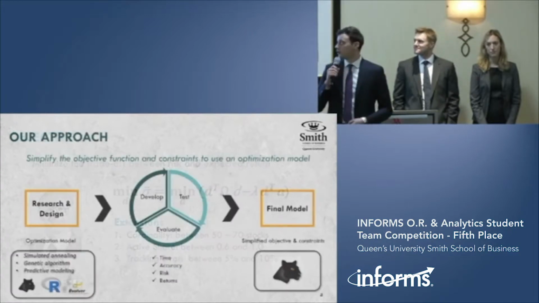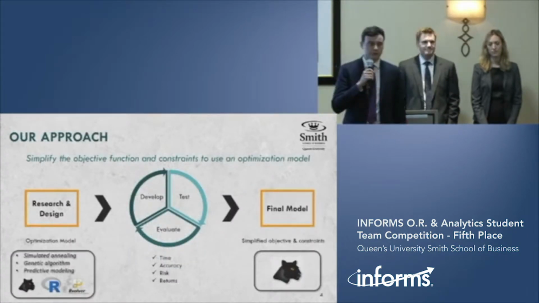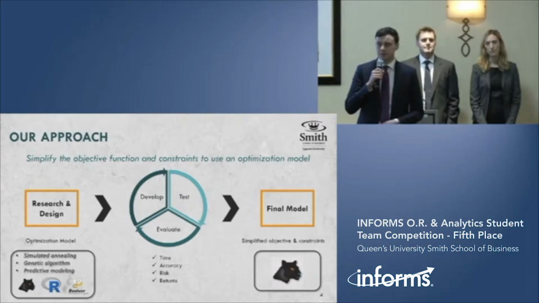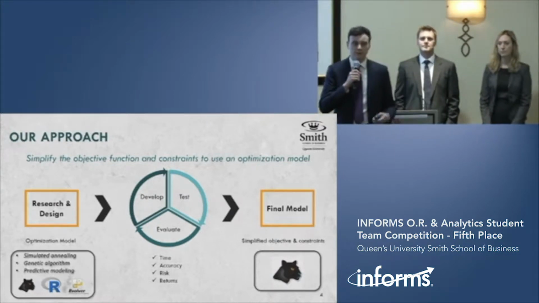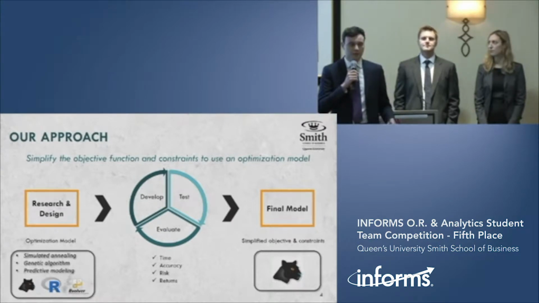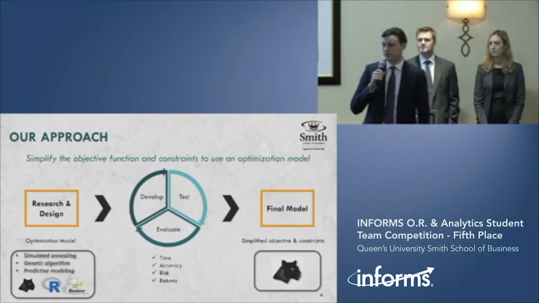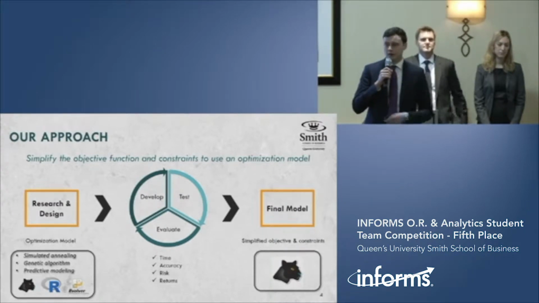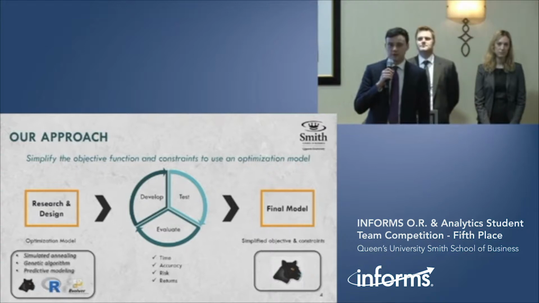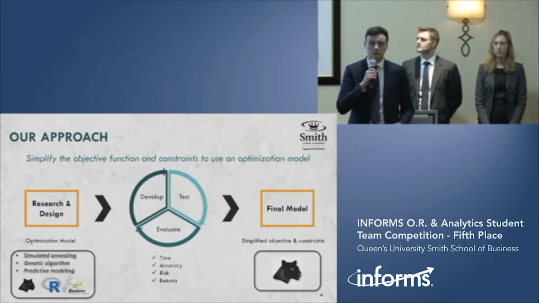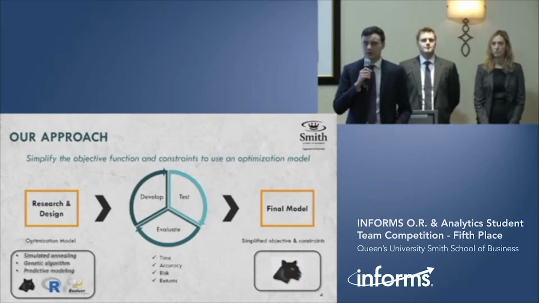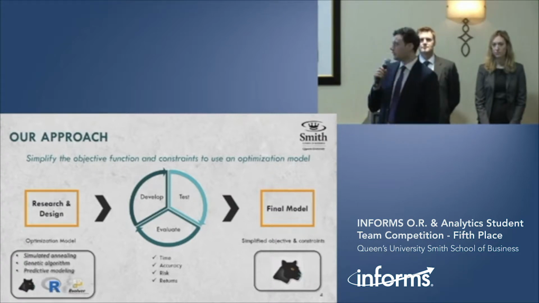So, let me walk you through how we came up with our solution. Our approach was to use an iterative process of trying out different methods, different techniques, until we were able to come up with the best solution possible. We tried out a few different techniques during our research and design phase, which included simulated annealing, genetic algorithms, predictive modeling, and a few different other techniques using a variety of software. Once we tested out a few techniques, we determined that the optimization model was the most natural fit for this challenge. After this, we shifted into a development phase.